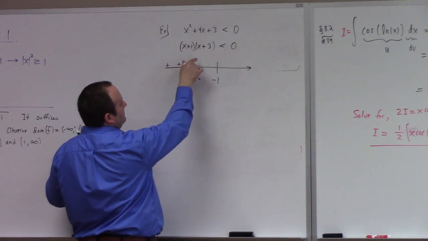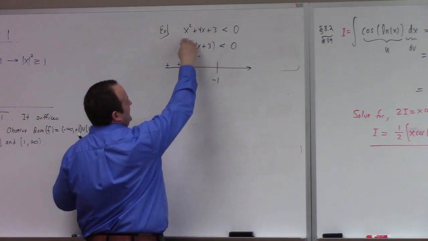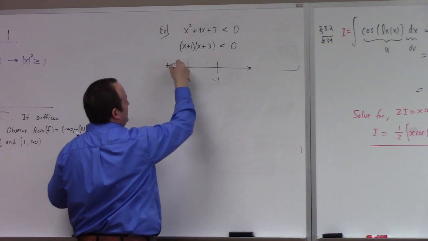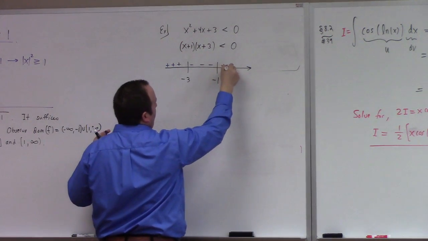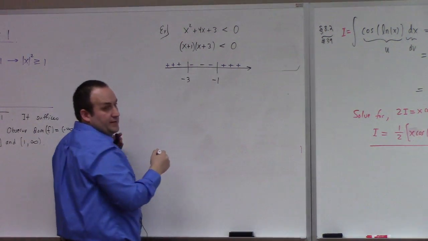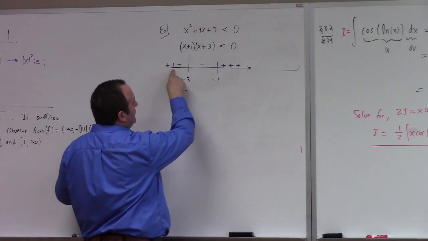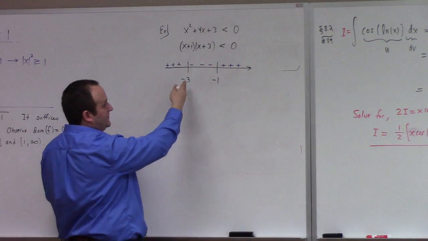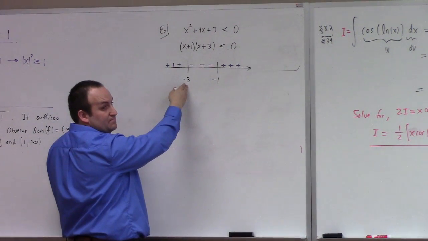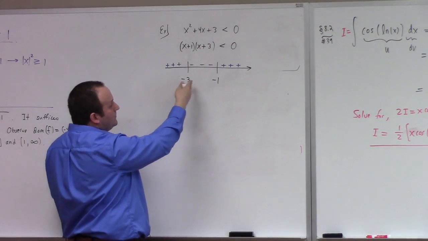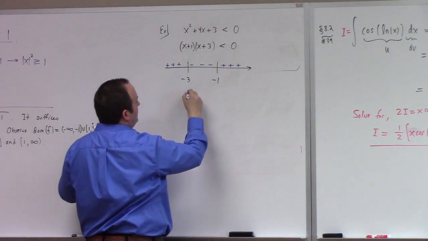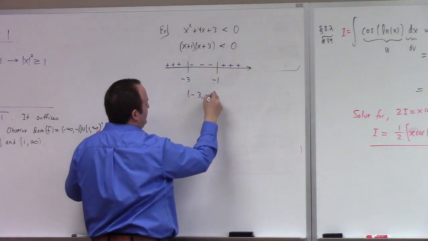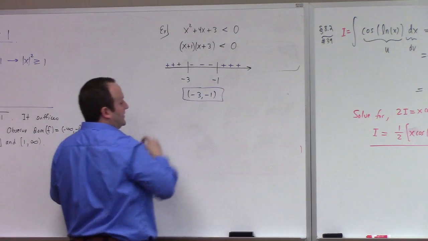Now here, I mean, this is a parabola that opens up, so I know what the pattern is going to be. It's going to be like this. But you see that just checking one point in each subinterval suffices because it can only change signs at a zero by the intermediate value theorem. So the solution to this problem is just minus 3 to minus 1. That's the solution set to that quadratic inequality.